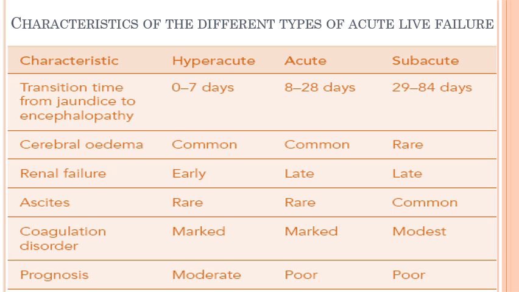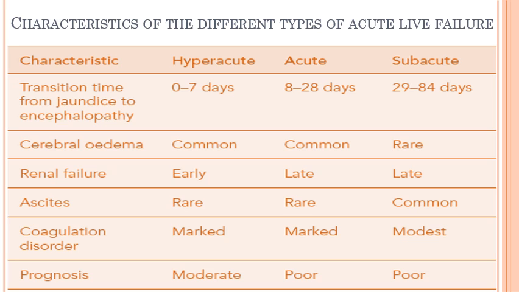The first is the transition time from jaundice to encephalopathy. That means the time when there is initiation of jaundice, the appearance of a pale yellow color on the patient, and then encephalopathy, where the liver metabolites reach the brain and eventually there will be symptoms in the central nervous system. In hyperacute liver failure, the symptoms will progress from jaundice to encephalopathy in about 0 to 7 days.